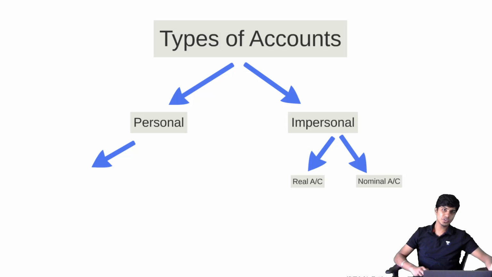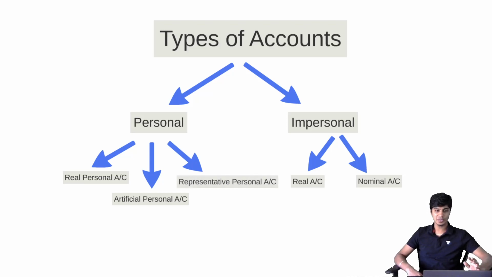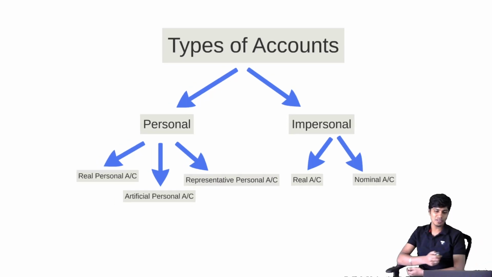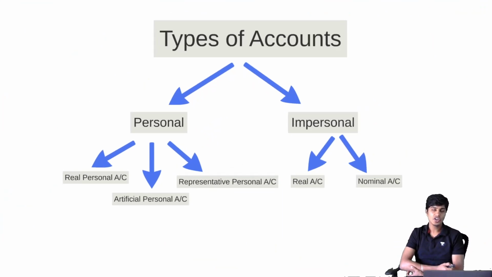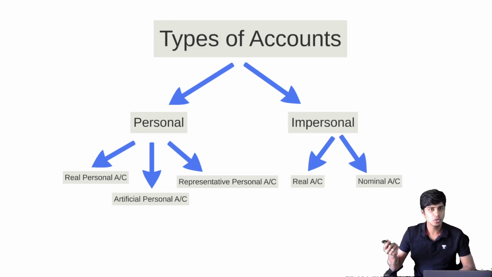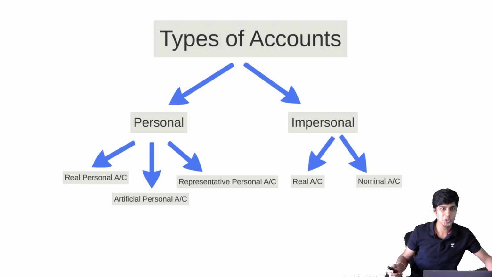And then personal account can be classified into three categories: real personal account, representative personal account, and artificial personal account. I hope you all will remember this. And if I have to answer, real account represent assets, nominal account represent expenses and incomes. Personal account is basically related to person. If it is real personal account, it is of people who have blood, skin, bone, skeleton, and everything. Basically humans. Yeah, real human beings like me and you.